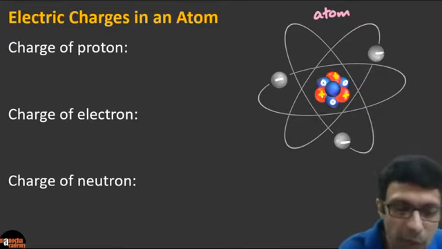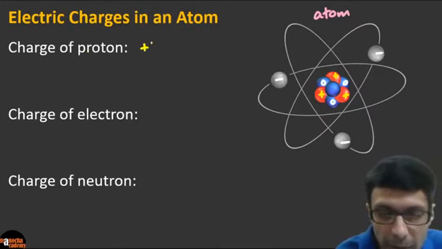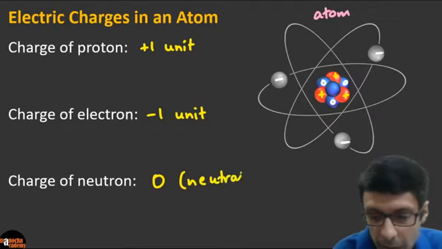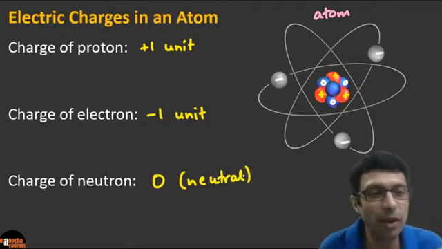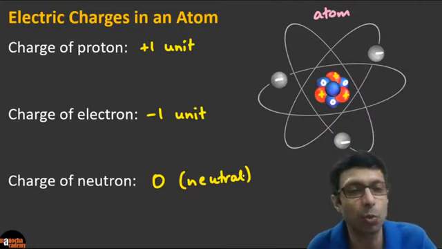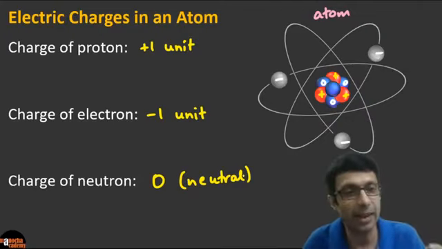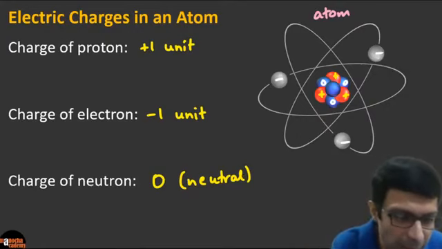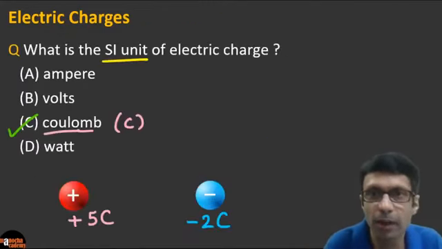So roughly speaking, we can write the charge of a proton is +1 unit, right? Charge of an electron is -1 unit, and charge of a neutron is 0. Basically, we say it's neutral. Okay, and this unit is because it's a very small amount of charge, so we just say +1 unit. But if we want to write it in SI units, it's a very tiny charge. And remember, we said what is the SI unit of charge? We just talked about it, coulomb.